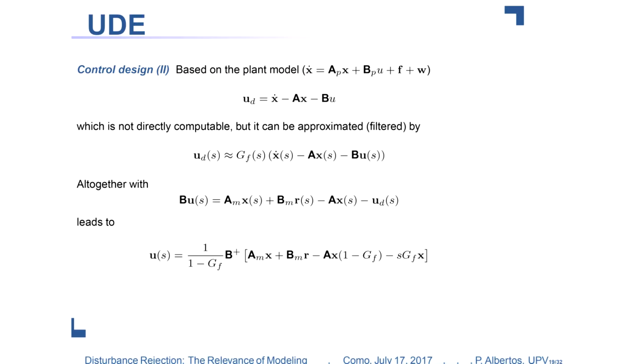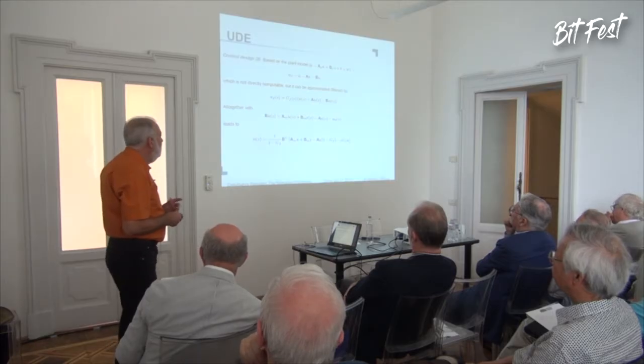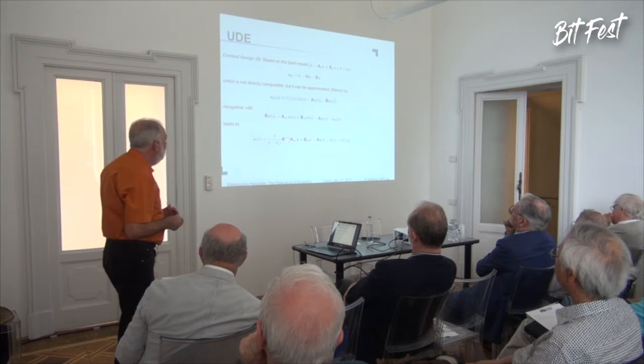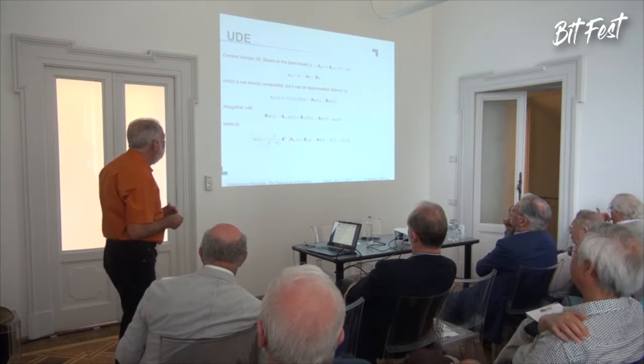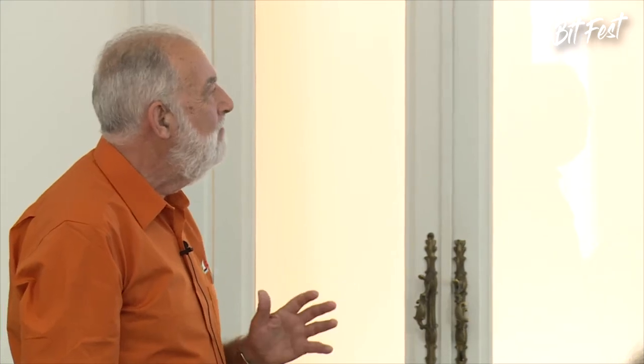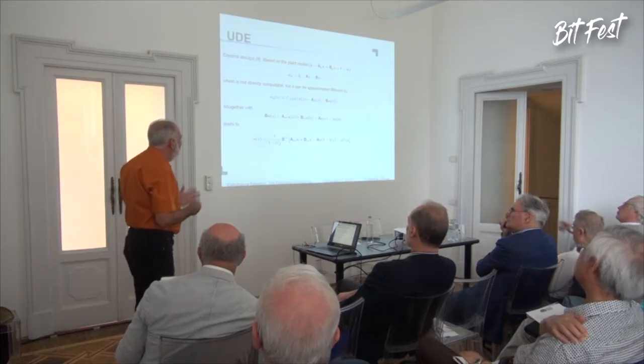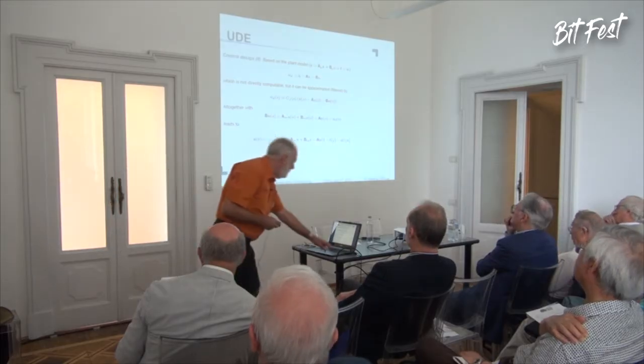So here there are two, from my point of view, two issues. First of all, all these terms should be in the range space of B to be computable. And the second one is this filter, GF. And this filter, in the case of linear systems, is in some way related with the Q filter that we have seen before. But nobody has explained the neat relationship, and we are working on that.